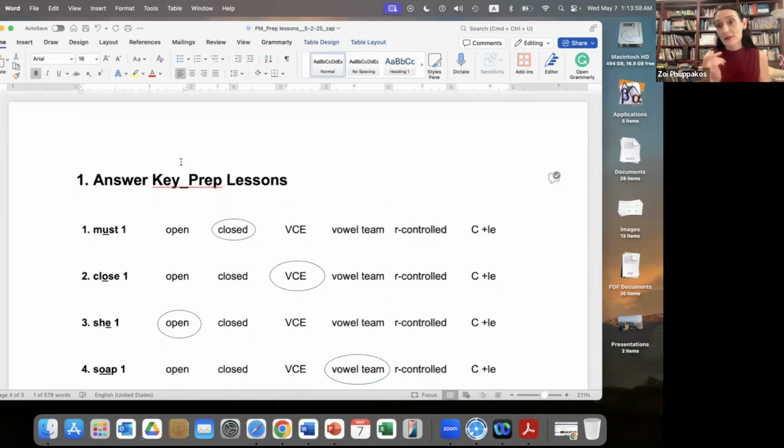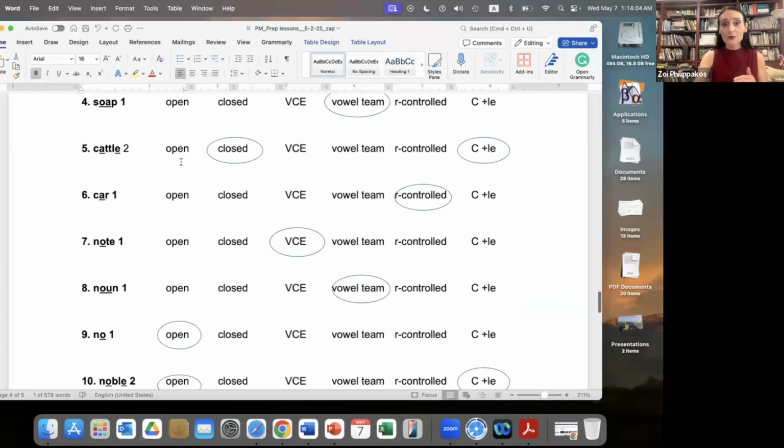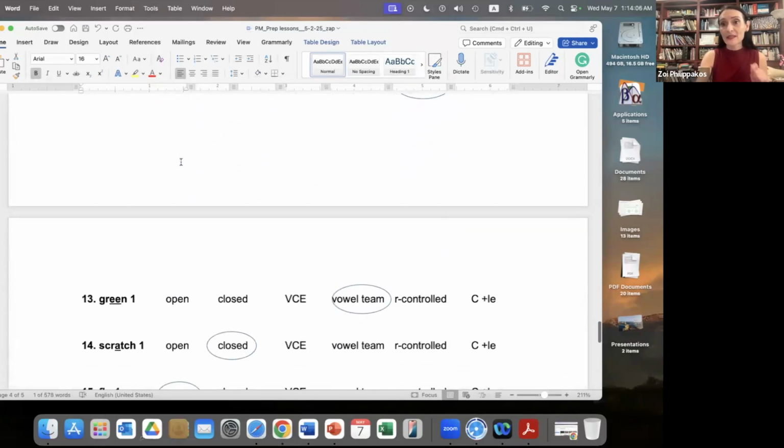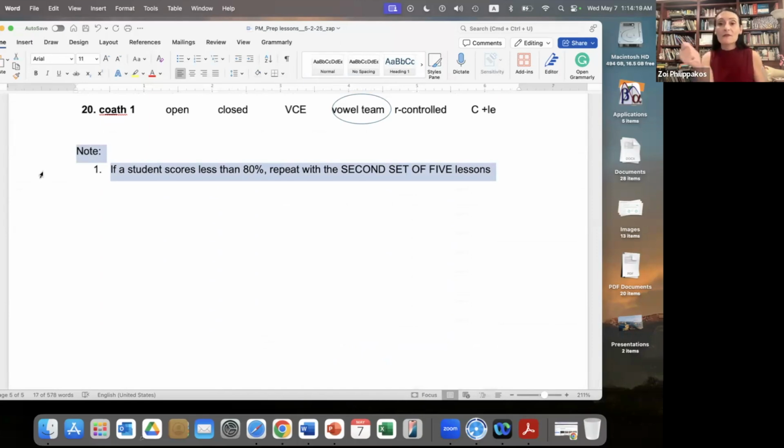We also provide you with the answer key, so you don't have to figure out what the answer is in this case. The answers are included to make the process of you grading and marking it faster too. And we note for you at the end that if a student scores less than 80%, then you can repeat the second set. Now, again, if the students put a semicircle or if they underline it, that's correct.